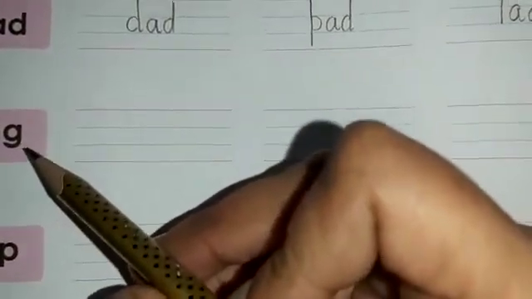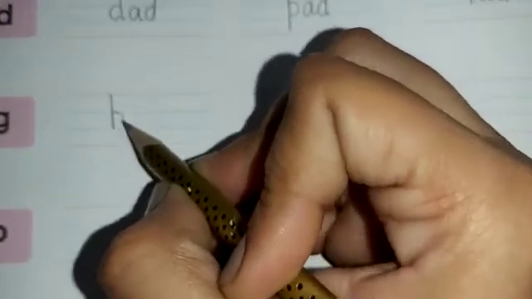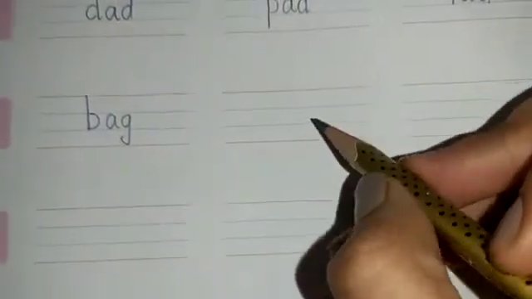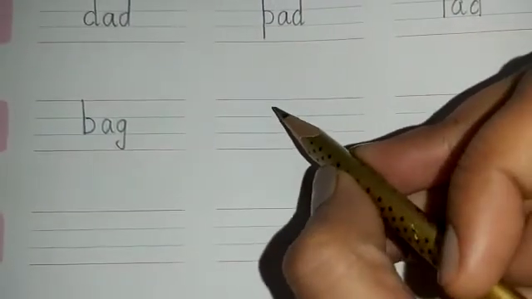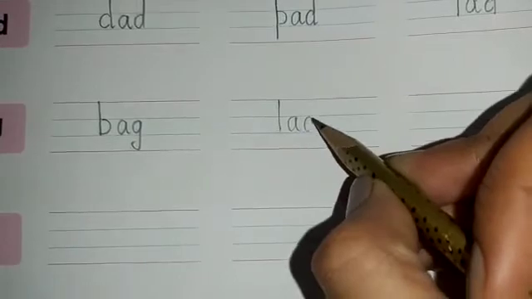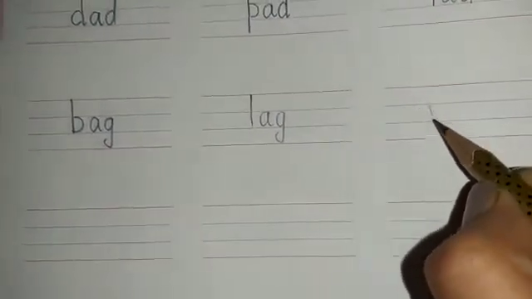Now what is the next cluster? AG cluster. So let's write down the words we have studied. Bag, B-A-G, bag. L-A-G, lag. Wag, W-A-G, wag.